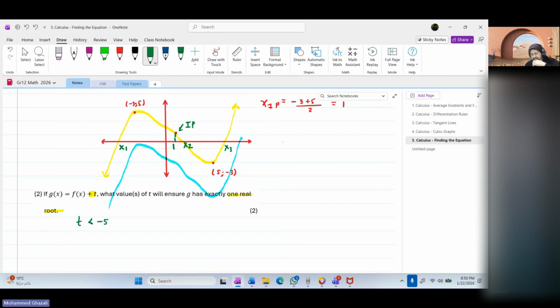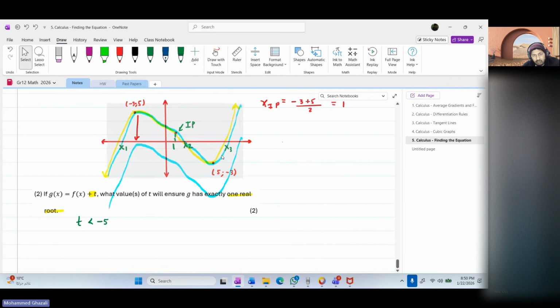If the value of t is -5, then it's going to be sitting on the x-axis. But if it's less than -5, it's going to go below the x-axis. So that's correct. So you need to move this 5 units down, or more than 5 units down. That is correct. Now the next one, tell me now how many real roots we have.